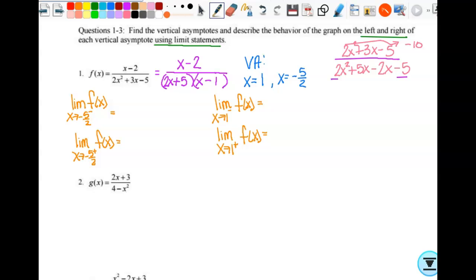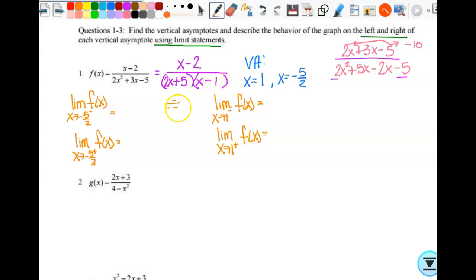So we're going to do that by saying, all right, so negative 5 halves is like negative 2.5. If I'm approaching it from the left, I could use like negative 3 even. So negative 3 minus 2, that's going to give me a what kind of number? Negative. And then negative 3 here would make that negative.